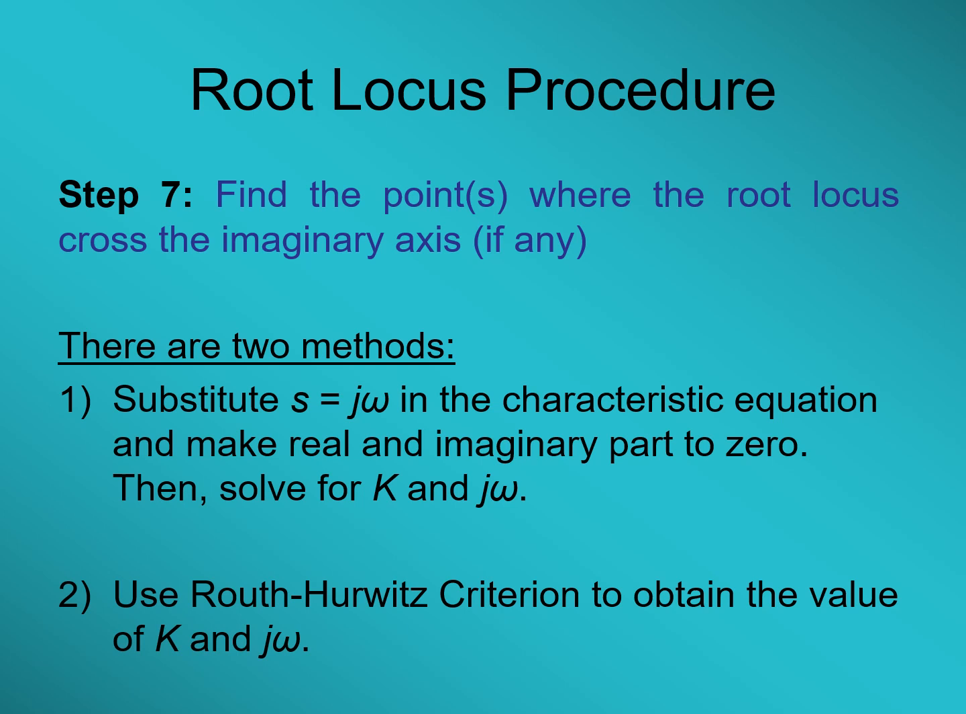Step number 7, find the points where the root locus crosses the imaginary axis, if any. Okay, some problems they cross the imaginary axis. Some problems they do not cross the imaginary axis. So that's why I put if any. There are 2 methods basically. The first method is to substitute s equals j omega in the characteristic equation and make the real and imaginary parts 0. Then you just focus on the imaginary part and solve for k and j omega.